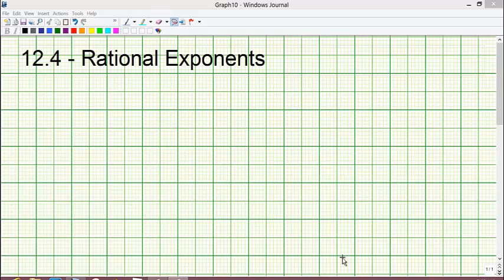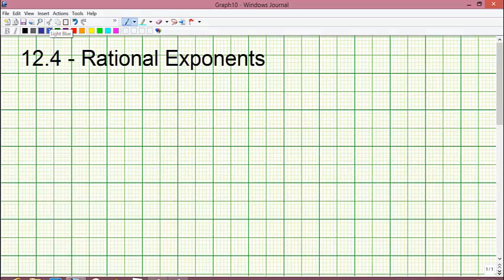Okay, today we're going to look at the topic rational exponents. It's section 12.4. And we're going to start off by reminding ourselves about one of the properties of exponents, which is this one here. A to the power of m times a to the power of n equals a to the power of m plus n.